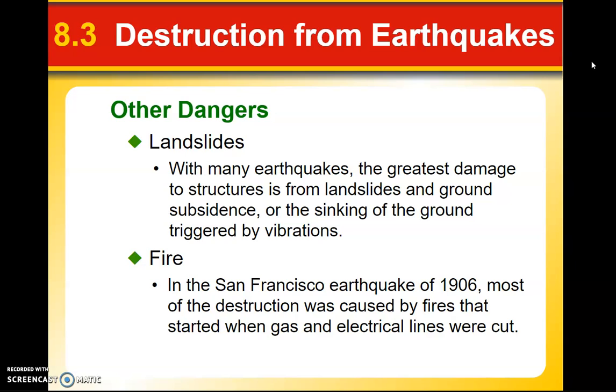Fire is another big danger we don't often think about that goes right along with earthquakes. But in the San Francisco earthquake of 1906, most of the destruction was caused by fires that started when gas and electrical lines were cut. Buildings started falling down, and the firefighters at the time could not get to the buildings that were on fire to put them out. And if you think back to 1906, there were a lot of wooden structures. There weren't a whole lot of stone and brick and concrete and steel.